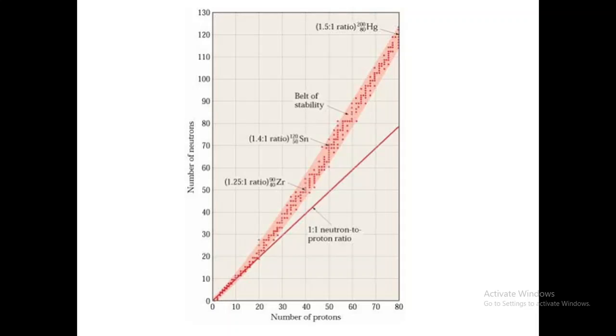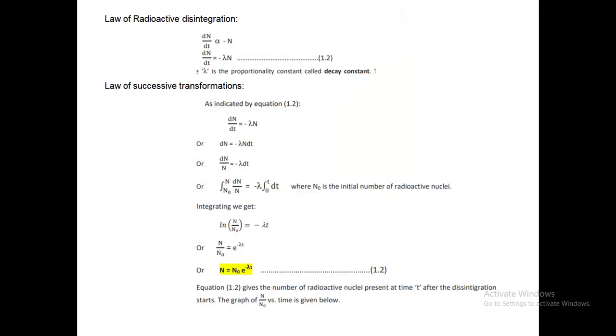So what happens if the proportionality is replaced by a proportionality constant lambda, which is called the decay constant? So dN/dt is equal to minus lambda N. The negative sign denotes that the number of undisintegrated nuclei decreases with time. And the third one is the law of successive transformations. In general, one radioactive parent element decays to another daughter element which is also radioactive.